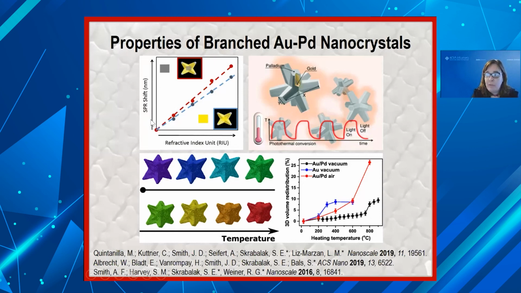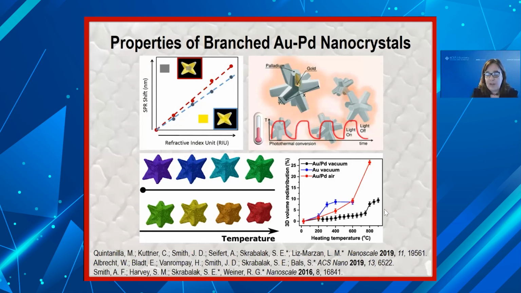But one of the other major challenges with using gold nanocrystals in plasmonic applications is that often they're structurally unstable. They undergo deformation or changes in shape during storage, during heating, just being left in solution. It turns out that if you add a small amount of palladium to gold nanocrystals, they can impart much greater thermal and structural stability.